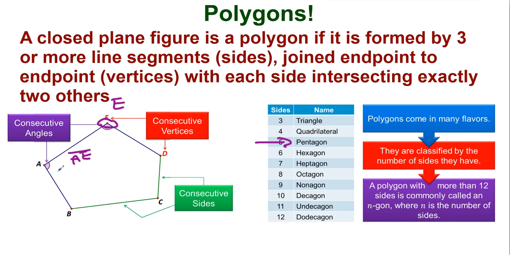The way we label it is actually very important. They have to be consecutive vertices when we label these, so we just don't jump around. Okay? So that's pretty much a polygon.